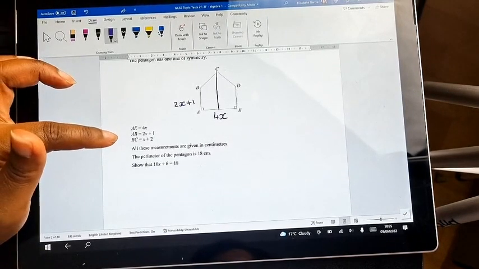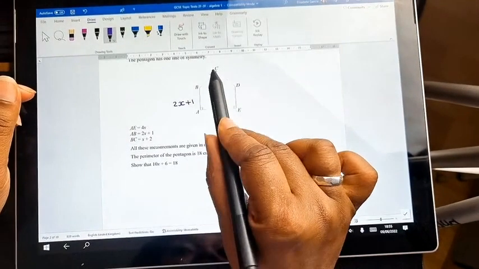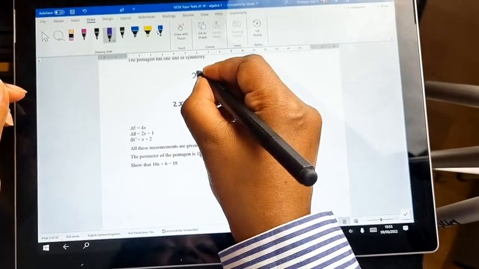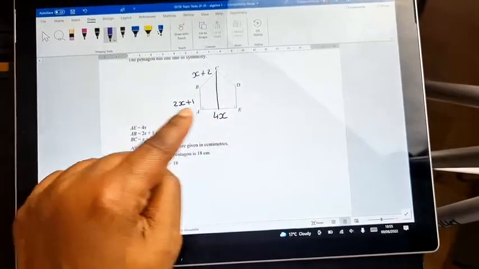Okay, next one, B to C. So we have x plus 2. So from B to C, we're going to have x plus 2. We know that both sides are the same.